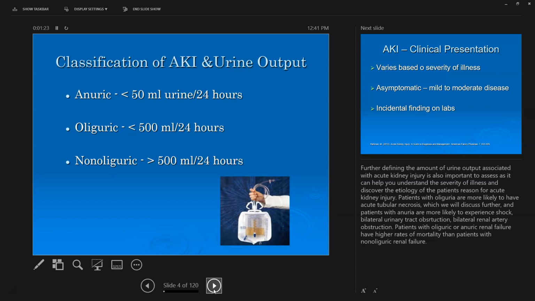When you talk about urine output, just know that sometimes we classify it by amount, and those are the amounts there. You'll hear people say anuric acute renal failure, oliguric acute renal failure, non-oliguric acute renal failure. Basically it's just the amount of urine that was produced in 24 hours.